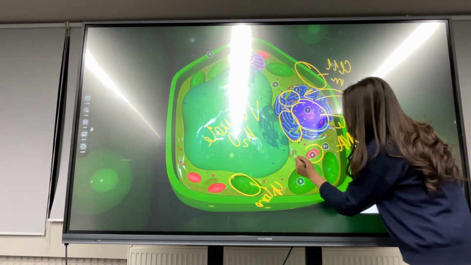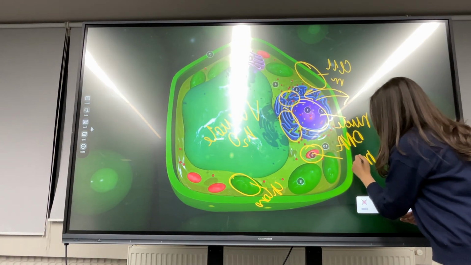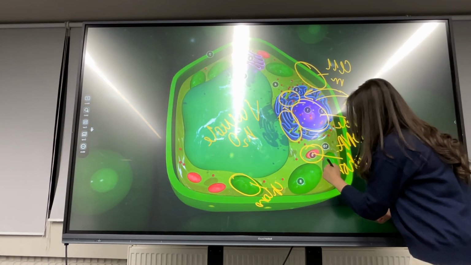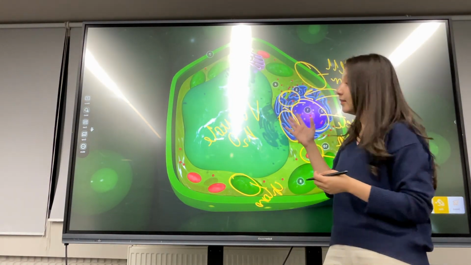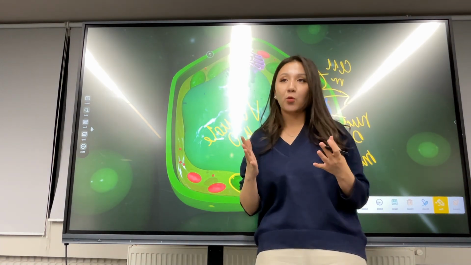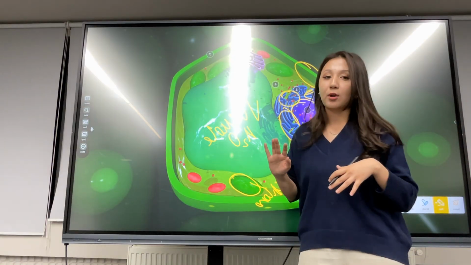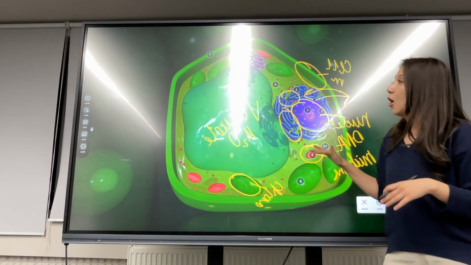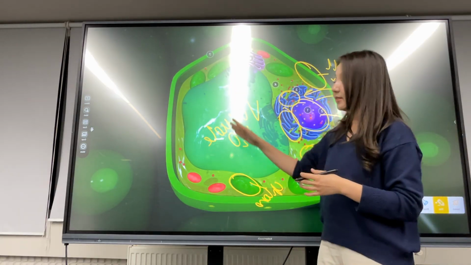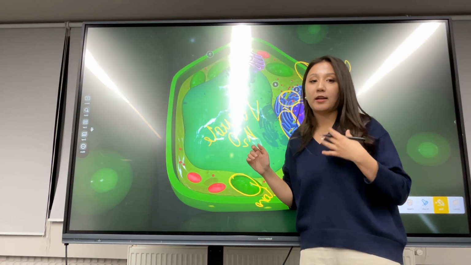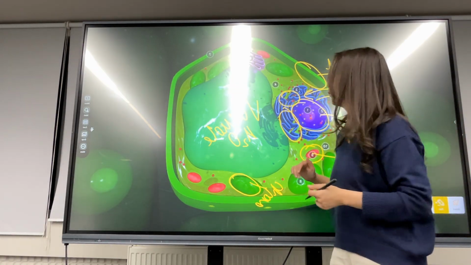About this small and reddish component, this is the mitochondria. The mitochondria is like the power station of our plant because energy is made and also stored in the mitochondria. We need this energy for all the functions inside the cell, and there are also other functions and processes.